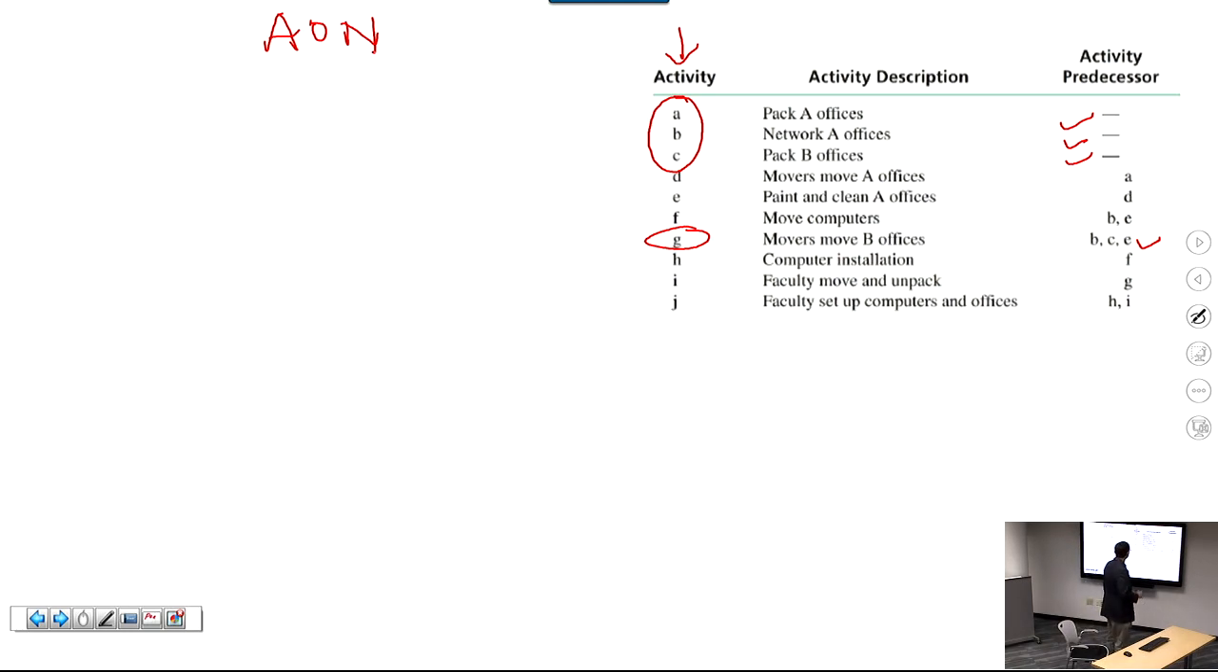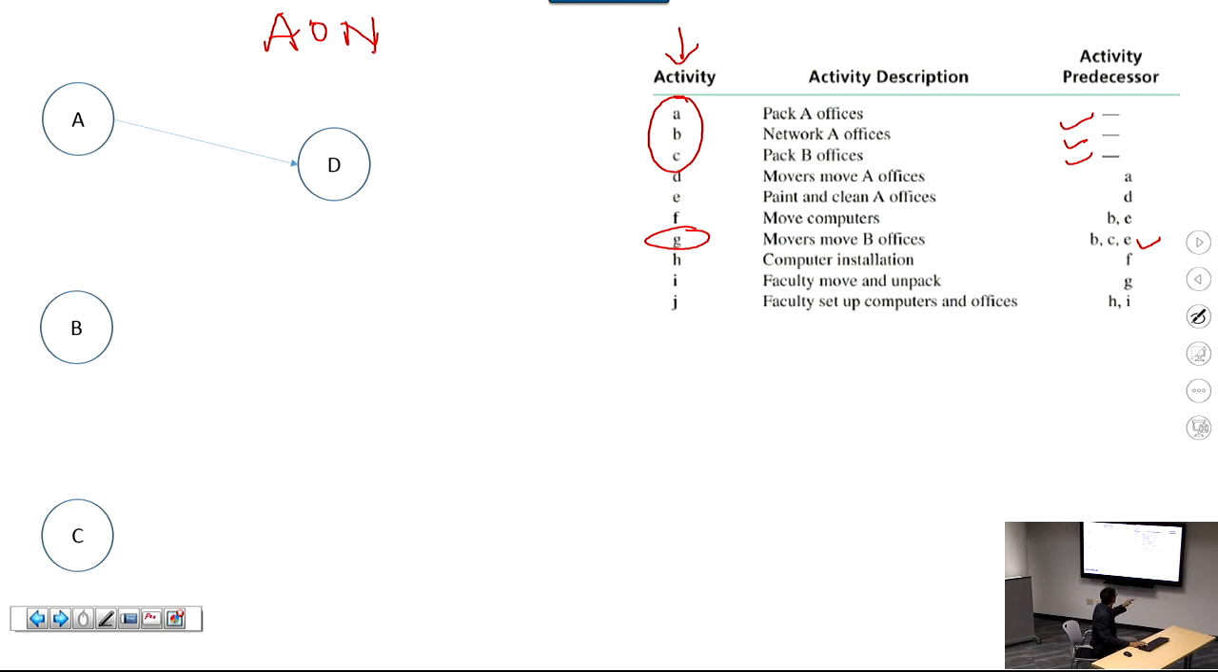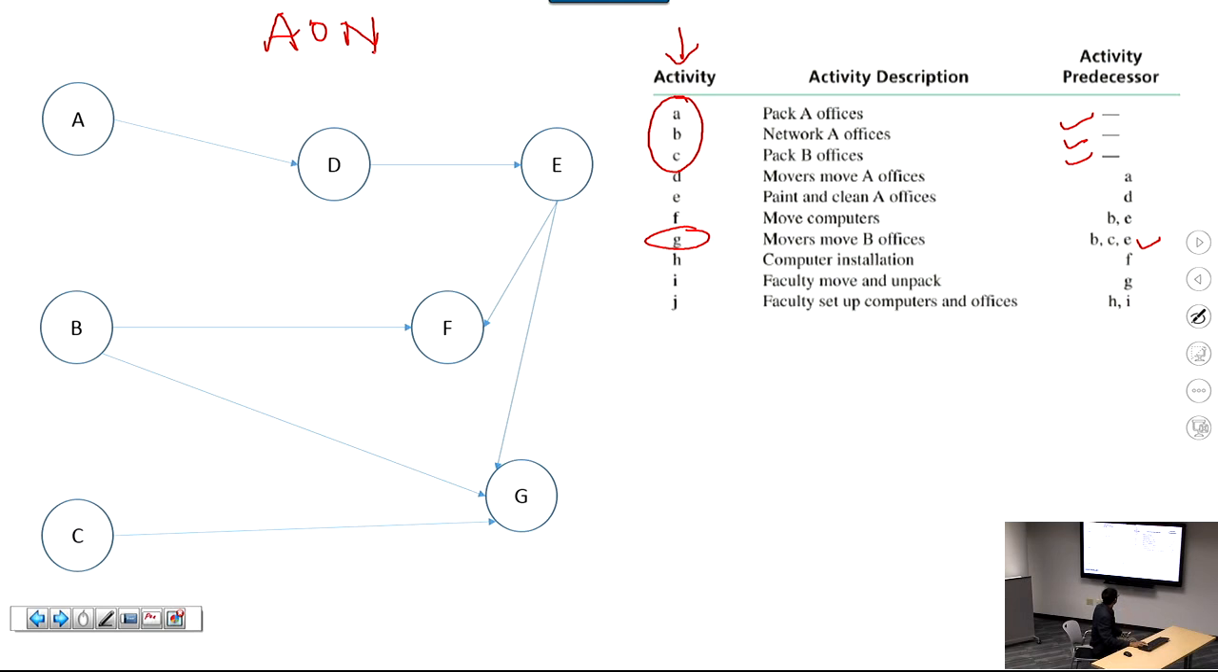A, B, C can start by themselves, so here are A, B, and C. Next, for D to start, A must be done, so here is D after A. E comes after D, so here is E after D. F comes after B and E, so here is your F after B and E. G comes after B, C, and E, so B, C, E all go into G. H comes after F.